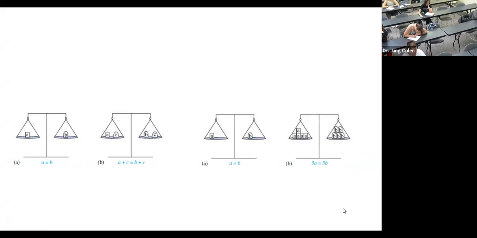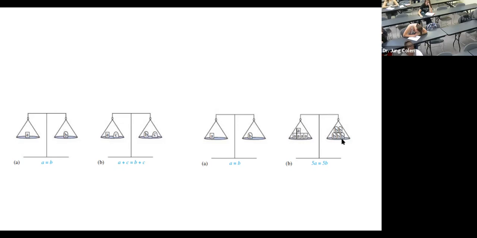How about this one? What happens? I originally had A on the left-hand side and B on the right-hand side. So even if they are in different shapes, they are actually equal weight. So we can say they are equal. What I had here is now, how many A's do I have? 1, 2, 3, 4, 5 A's. So I multiplied A by 5.